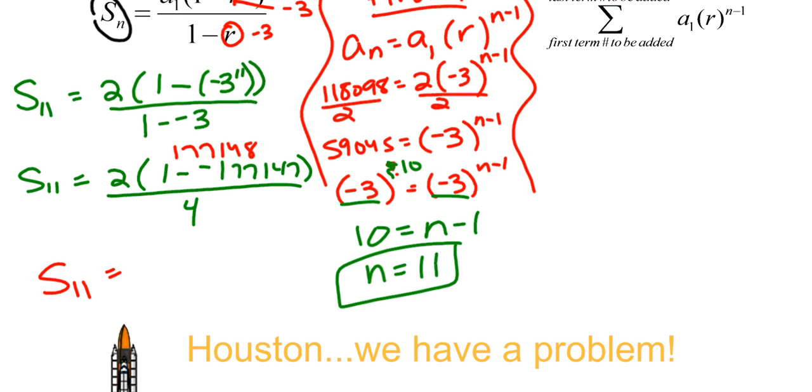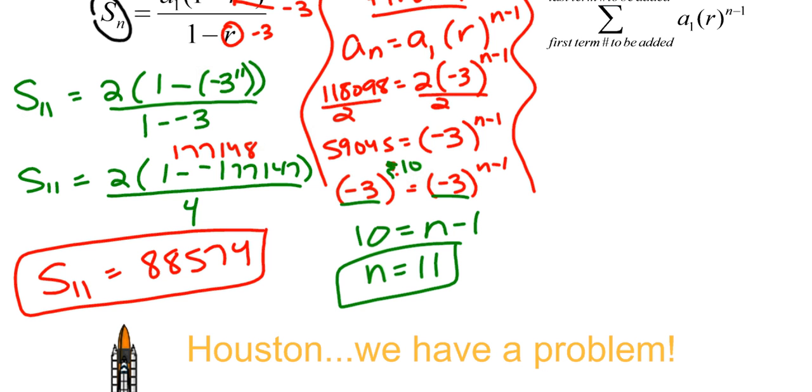So when I do that on my calculator, I would get 88,574. That's what the 11th term is added up. So now, we're going to do that same problem using our sigma notation.